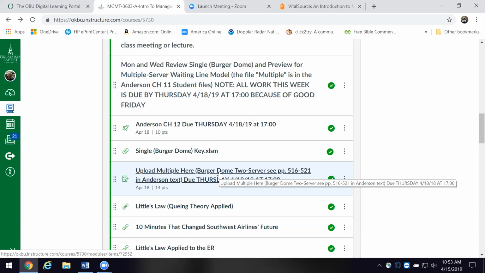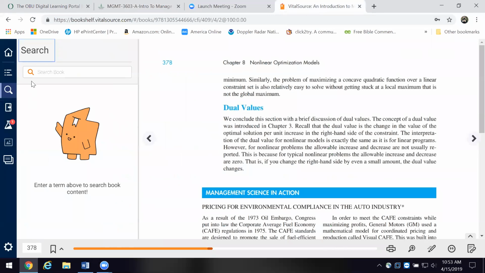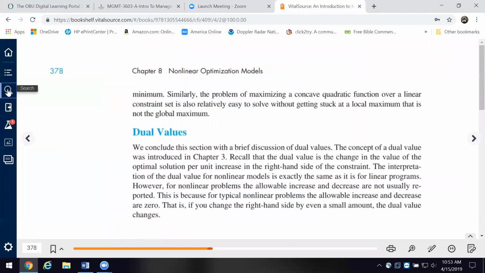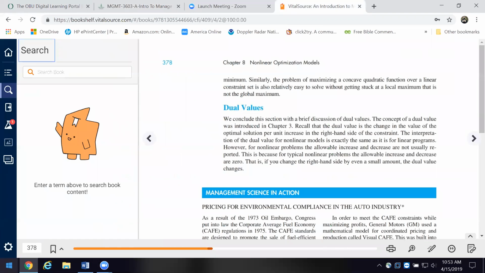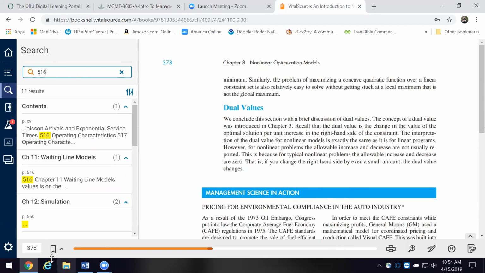So we'll pop over there, and I think that's going to be 516. So I'll search the book. And page 516, 511, where's it, 516? Okay.